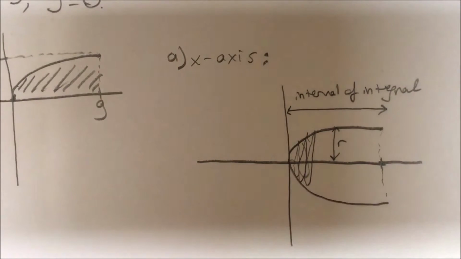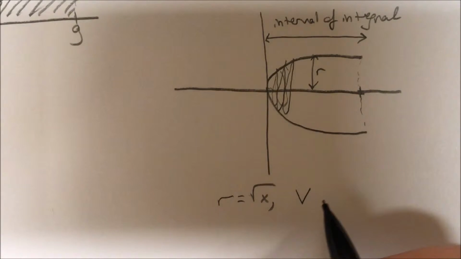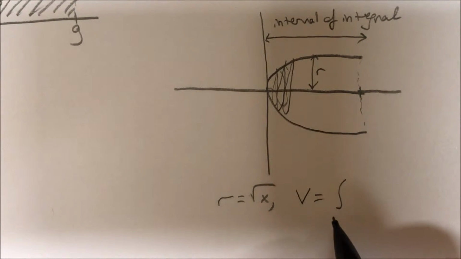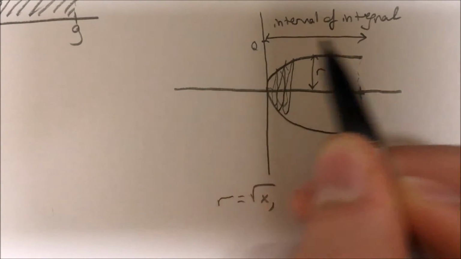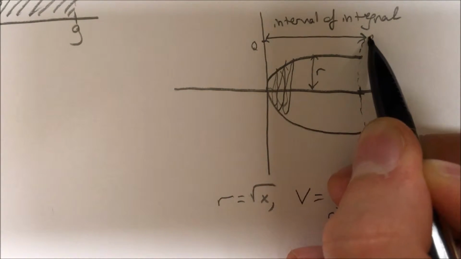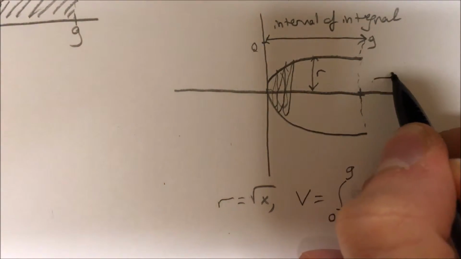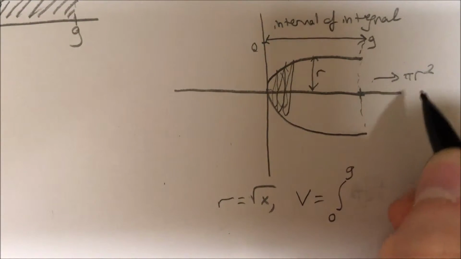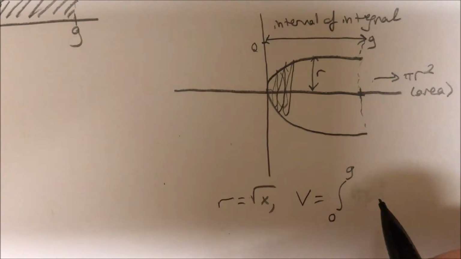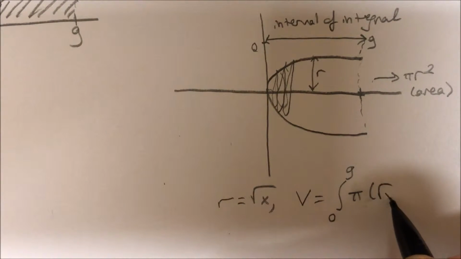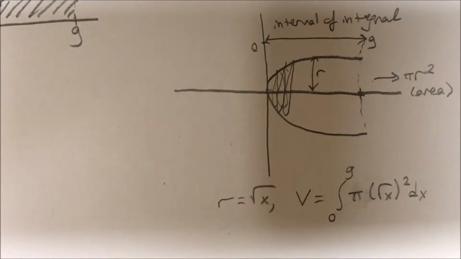And in this case, the r would be root x, since the r is equal to the y values and our function is y equals root x. So we will put that in the equation as pi r squared, and we will take the integral of it from 0 to 9 to write the expression of the volume of the solid. The area is pi r squared, so we put root x instead of r, and we have pi times (root x) squared dx, which would be pi x dx in the integral from 0 to 9.